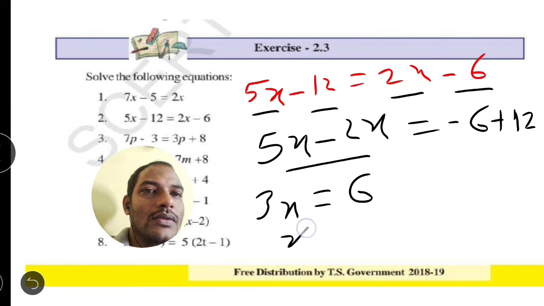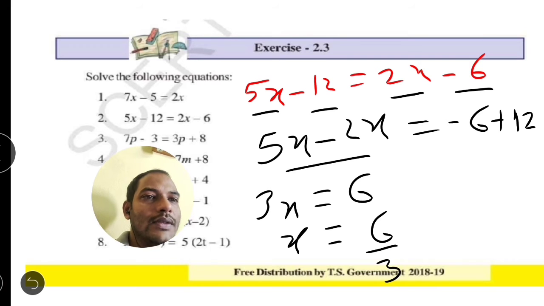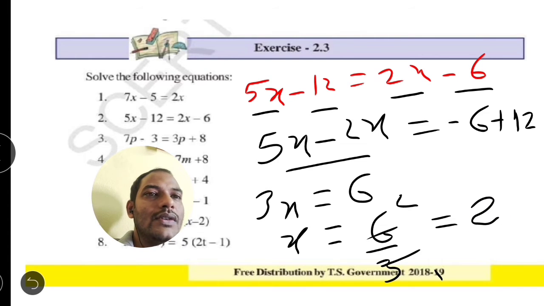Now x equals 6 divided by 3. So 6 by 3, 3 ones are 3, 3 twos are 6. So it is equal to 2. So the x value is 2.